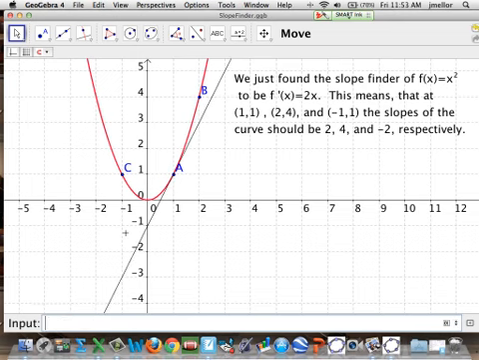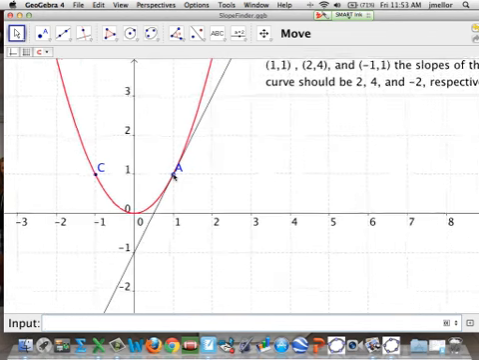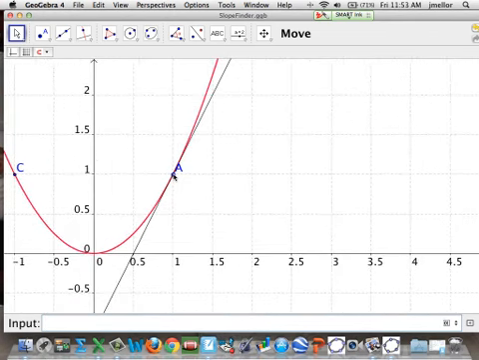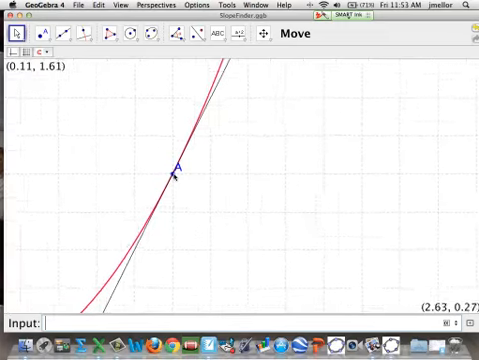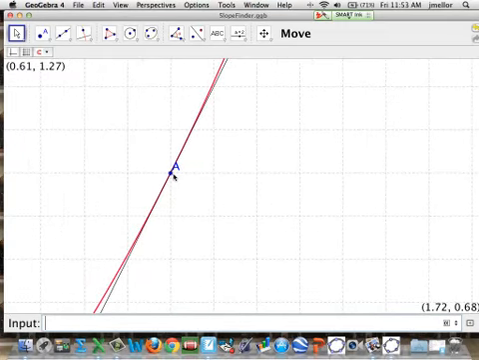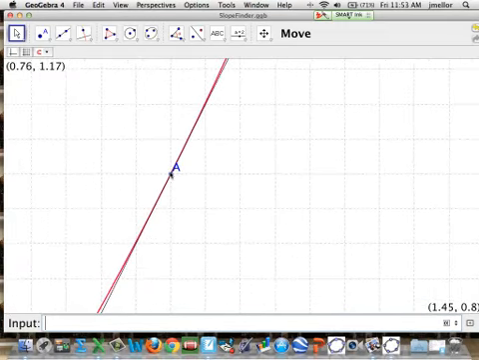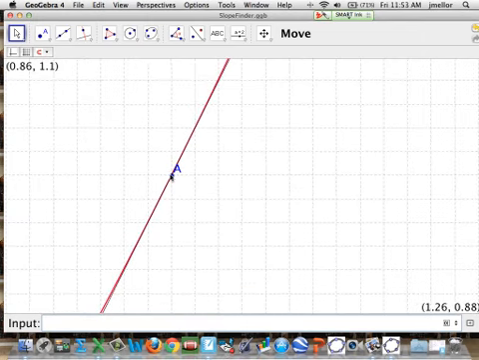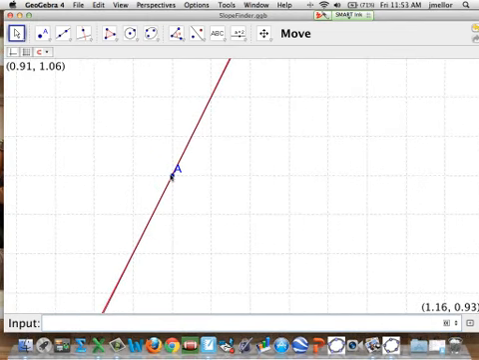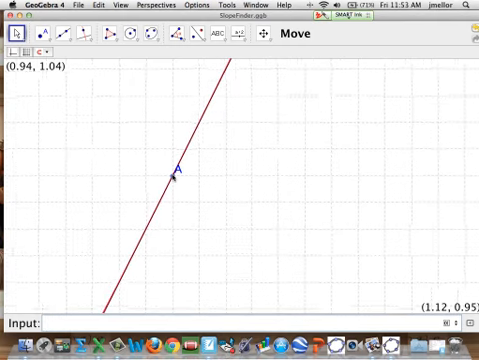Let's take a look. Okay, there's my tangent line. And now let's zoom in on point A. The more I zoom in, the more the red curve and the black tangent line start to become the same, or at least appear to be the same. There are still very minor differences, but as far as our human eyes can tell, they are the same.